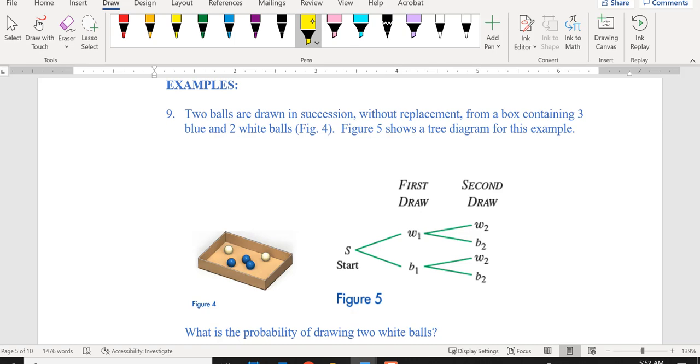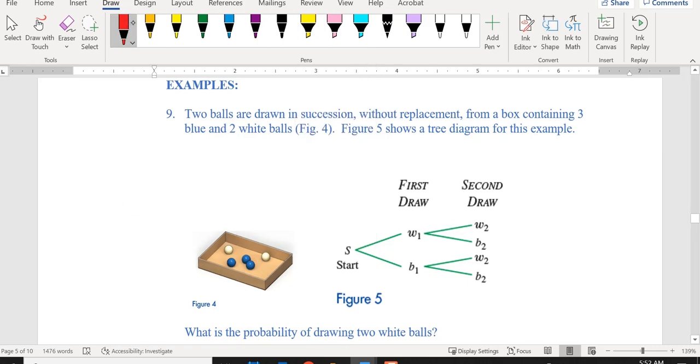Figure 5 shows a tree diagram for this example. So you're going to start here. You can either draw a white one on your first draw or a blue one on your first draw. And then if you draw a second one, you can either draw a white one on your second or a blue one on your second. So if you drew a white one first, you can either do white 1, white 2, or white 1, blue 2. Or you could draw a blue one on your first one and then draw blue 1, white 2, or blue 1, blue 2. So now we need to assign some probabilities to that.